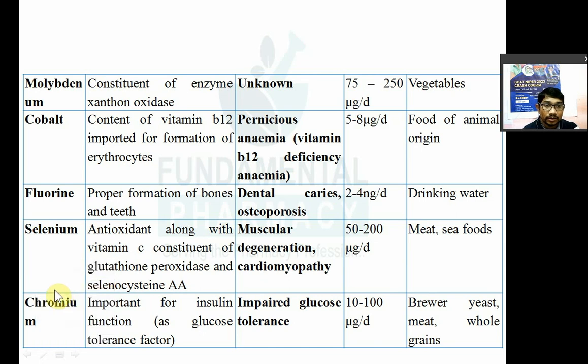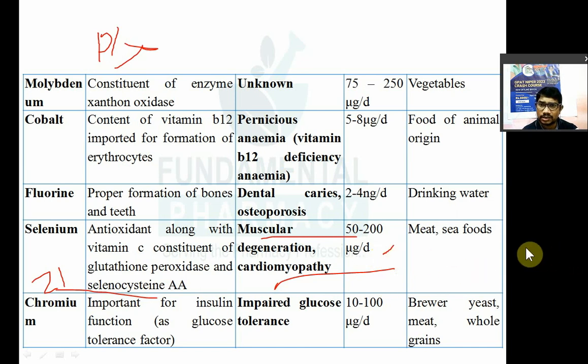Selenocysteine is the 21st amino acid. 22nd amino acid is pyrrolysine. There are 20 standard amino acids, but recently 2 more amino acids have been discovered. 21st is known as selenocysteine and 22nd is known as pyrrolysine. Deficiency of selenium causes muscular degradation and cardiomyopathy. 50 to 200 microgram per day is the daily requirement. Found in meat and seafood.